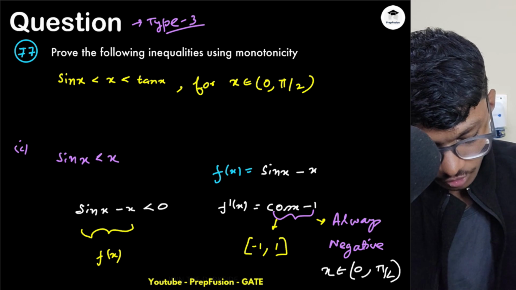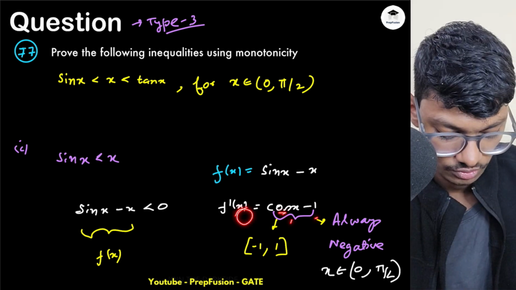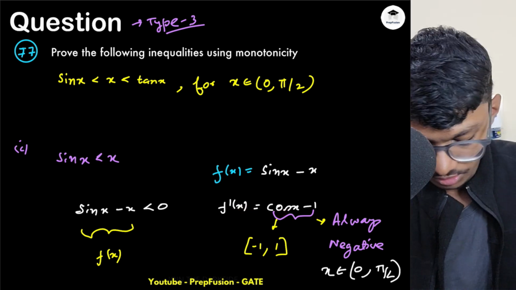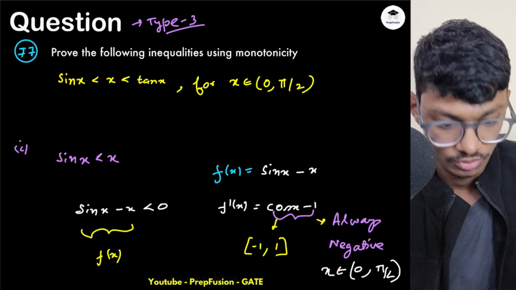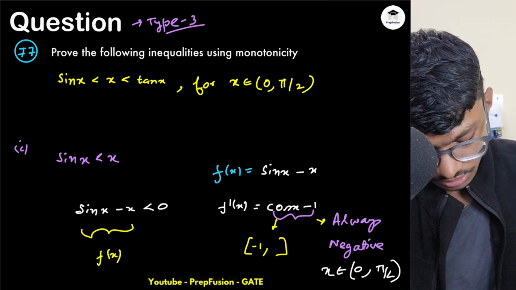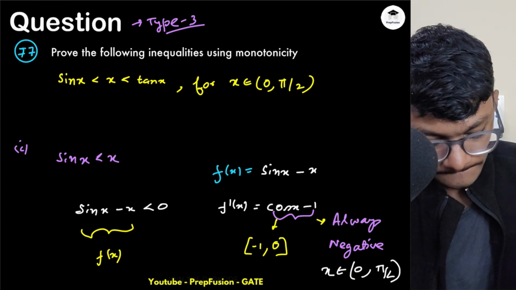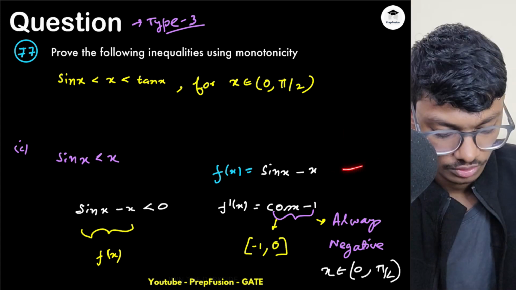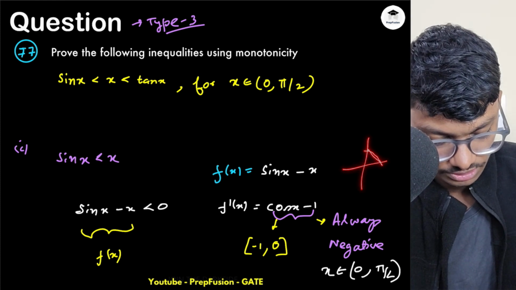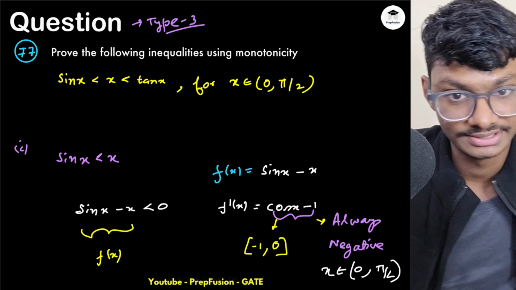Because if you put cos 0 over here, what is this? 1 minus 1, 0. If you put cos pi by 2, this will be 0 minus 1, which is minus 1. So this will vary from 0 to minus 1. Okay, because cos x is something like this. So yeah, this is the case.